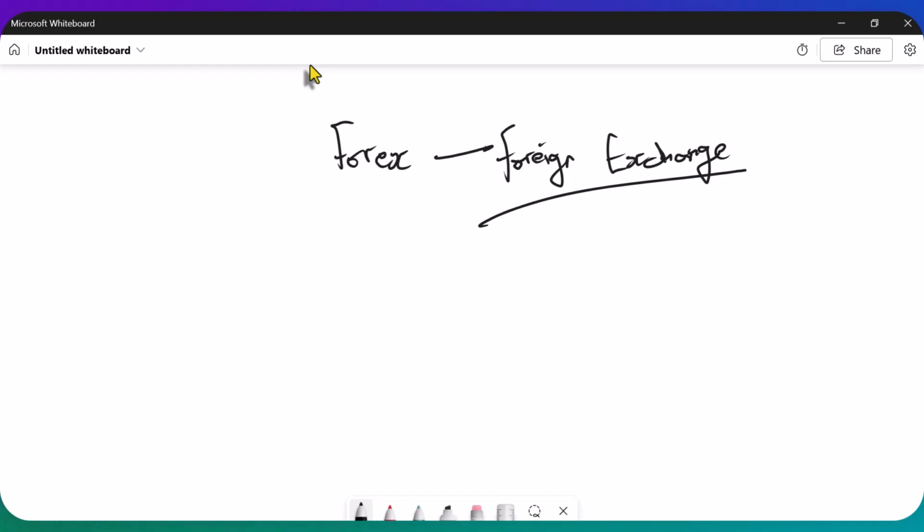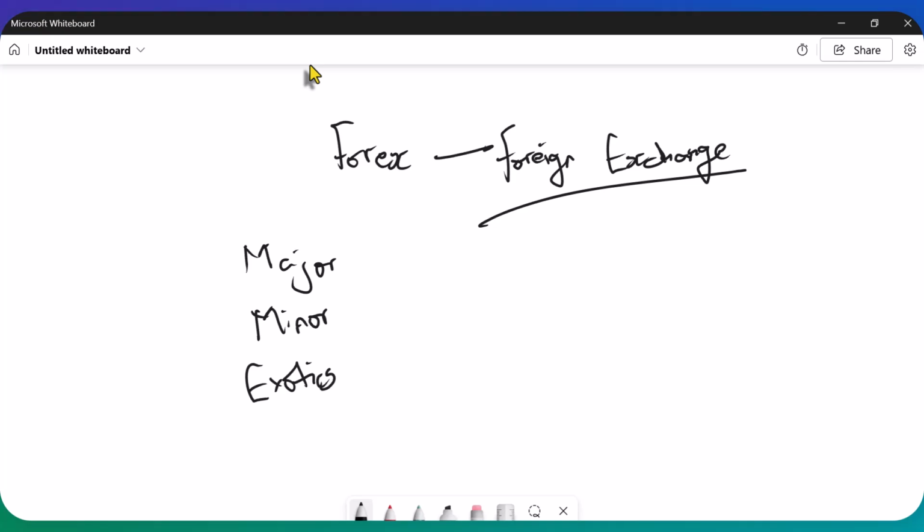Now, let's talk about the currency pairs. And we have three major types of currency pairs. We have the major currency pairs, we have the minor currency pairs, and we have the exotics. I'm going to be giving examples under each, and also I'm going to be explaining it. Now, what is a major currency pair?